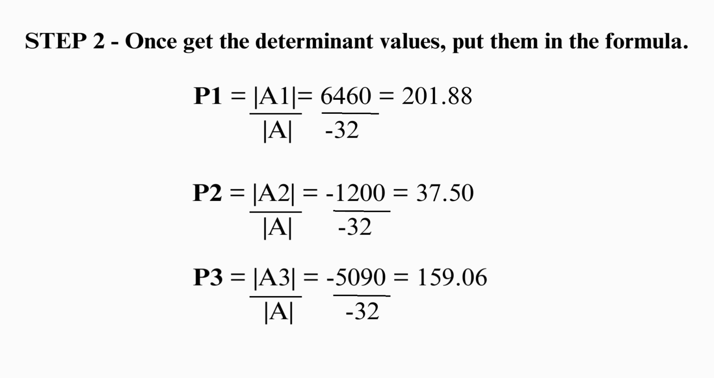So the answer for P1 is 201.88, P2 is 37.5, P3 is 159.06. So these are the steps to solve three equations in three variables using Cramer's rule.